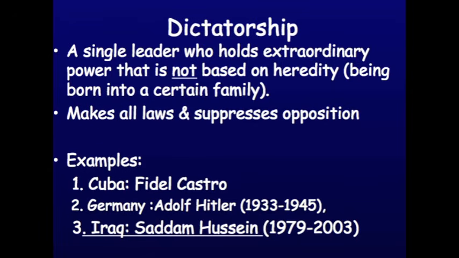The other type of unlimited government is a dictatorship. This is where a single leader holds extraordinary power that is not based on heredity or passed down through the family. A dictator makes all laws and suppresses or puts down opposition. An example would be Fidel Castro in Cuba, Adolf Hitler in Germany, Muammar Gaddafi in Libya, Saddam Hussein in Iraq.